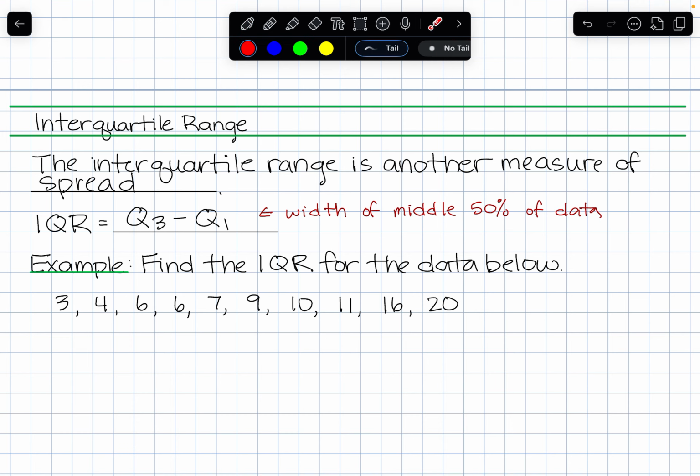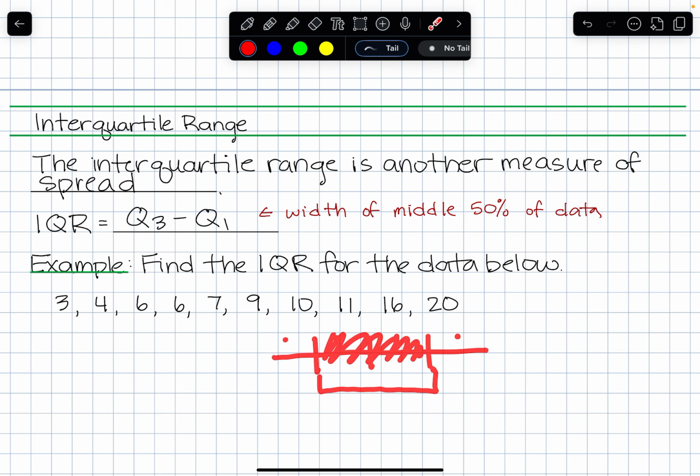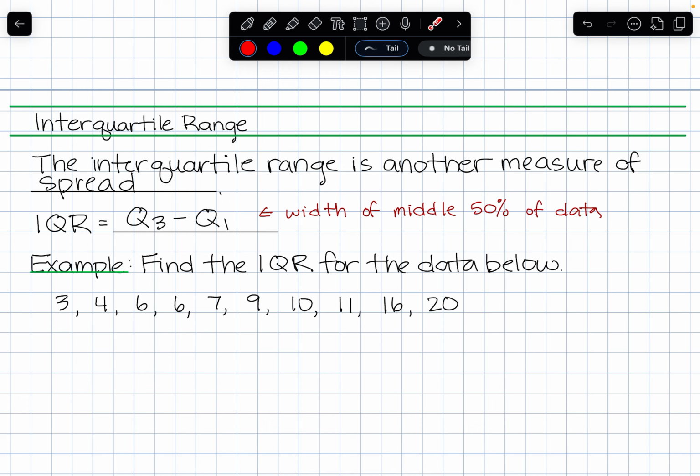Because remember, if I'm looking at that line with 4 dividers, I know it's 25, 25, 25, 25. If I'm looking at this chunk from Q1 to Q3, that's the middle 25 plus 25, which is 50% of the data. The middle 50%. And it's telling us how wide that section is on a number line.